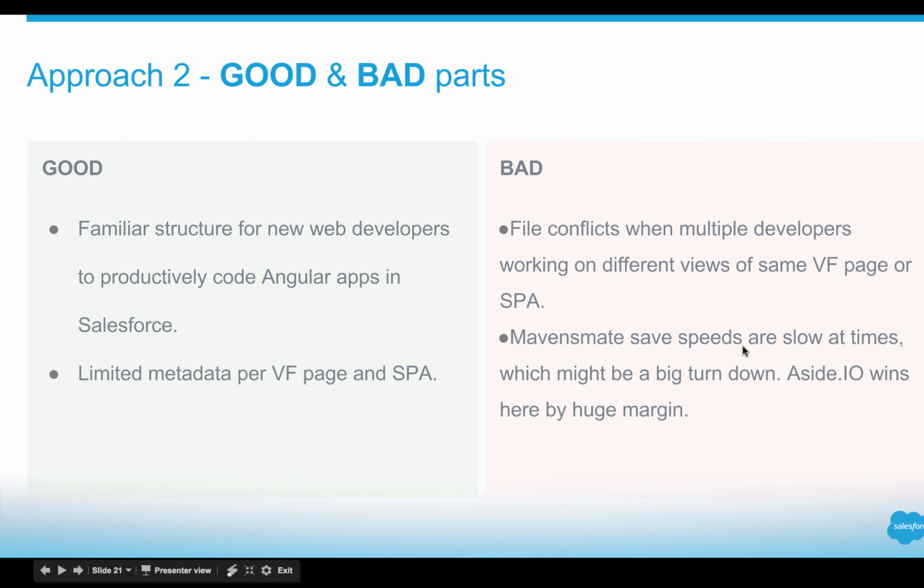MavensMate save speeds are sometimes slow for big static resources, but that can be turned down. I personally like aside.io a lot in terms of save speeds, but I think MavensMate is doing well now. This was an issue, I think, one year back when I found Aside better, but we recently saved a static resource by bundling it, and it was really quick.